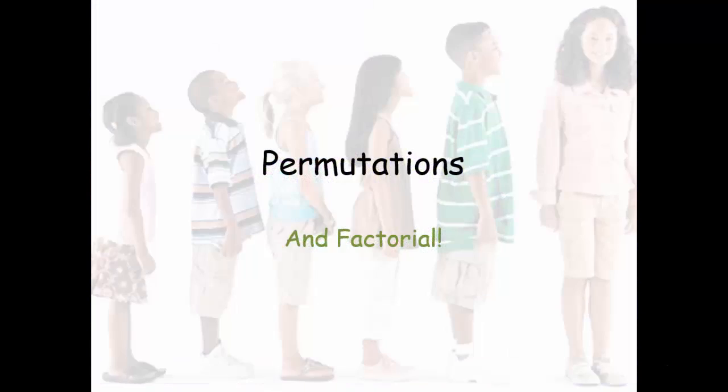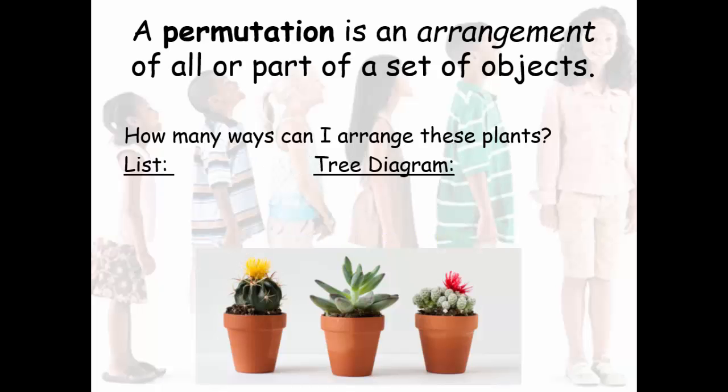Today, let's learn about permutations and factorial, some important tools for probability. A permutation is an arrangement of all or part of a set of objects. This word is incredibly important. Arrangements are like how many different ways can you mix that order up? Okay, so order is really important for permutations.